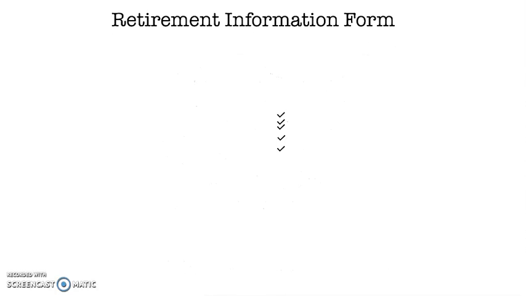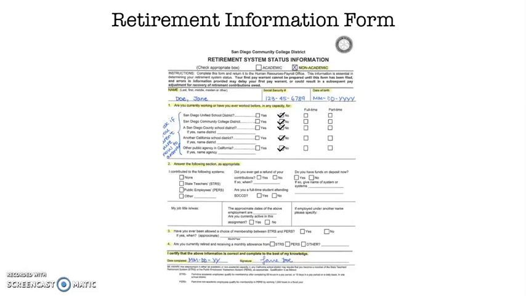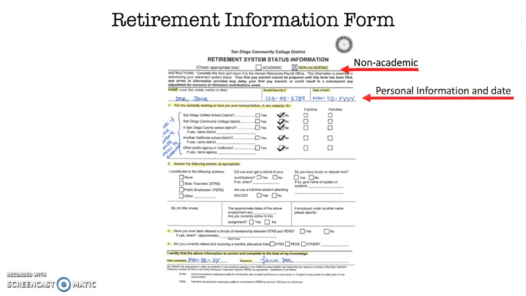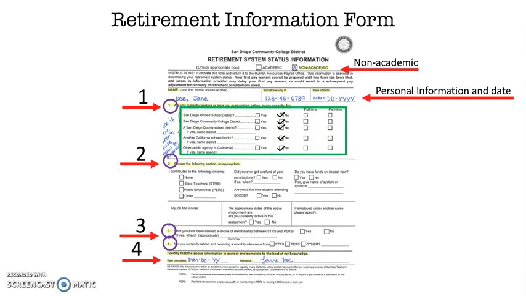The retirement information form looks like this. Here, you will indicate that this position is non-academic and you will complete it with your personal information and date. Then complete parts 1, 2, 3, and 4 if applicable. If you answered no to all the questions on Part 1, then it is likely that you have not contributed to any of the systems mentioned in Part 2. Write the date and sign.